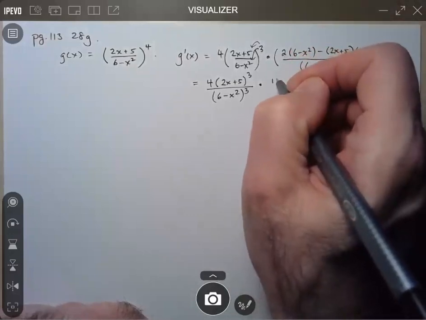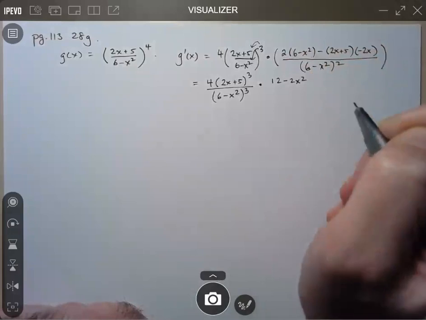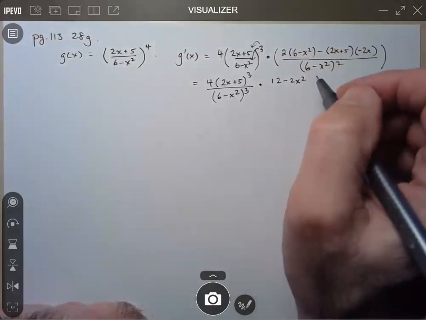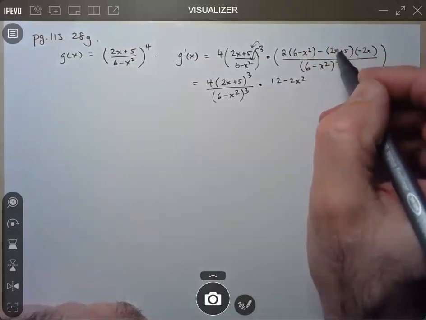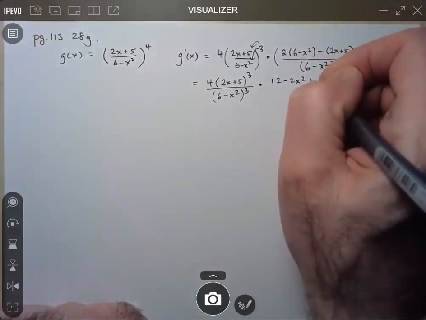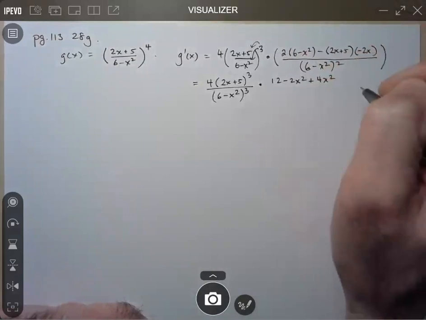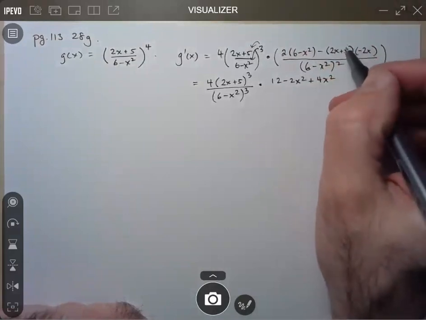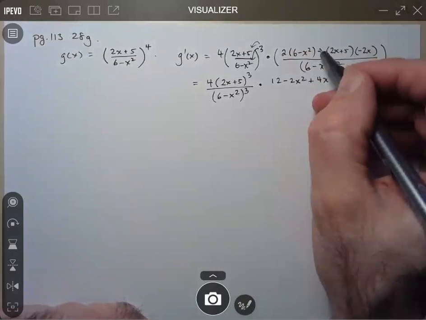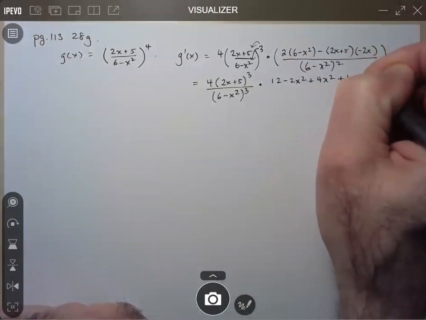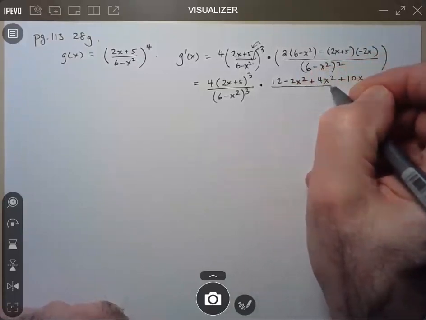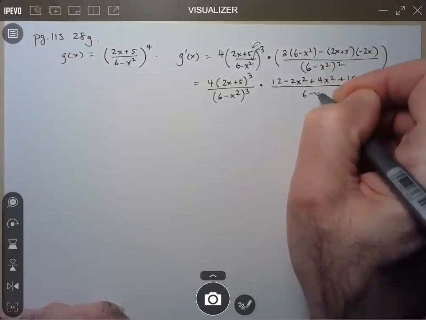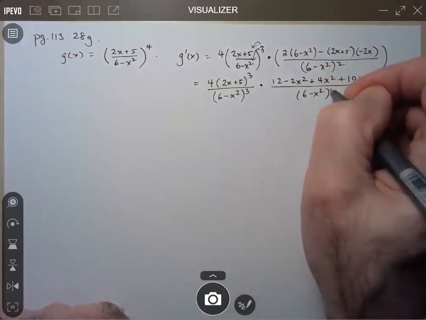So what do we have? We have 12 minus 2x squared. Okay, and then here we've got negative 2x times 2x is 4x, negative 4x squared. But then there's a negative in front, so that's going to be plus 4x squared. And then here I've got negative 10x, but of course I've got this negative in front, so it's going to be plus 10x. Okay, and again, it might be better to do that in 2 steps, but if you're comfortable doing that in 1 step, all the better.